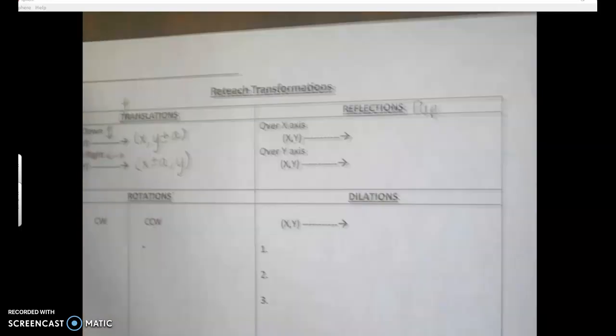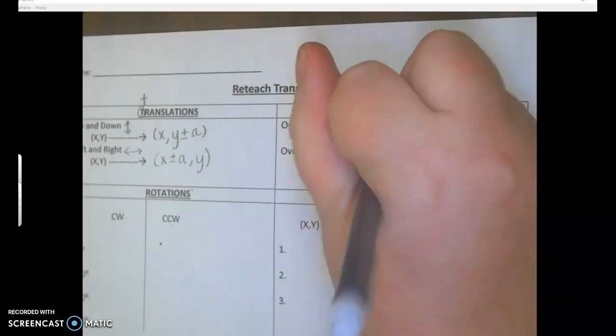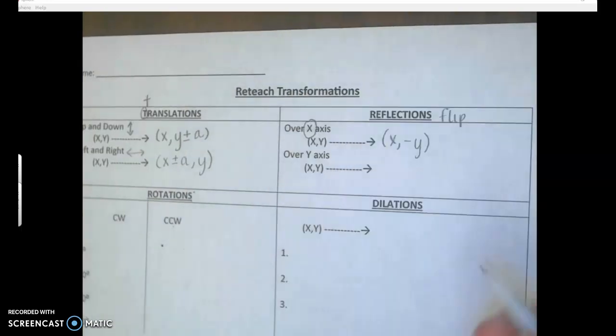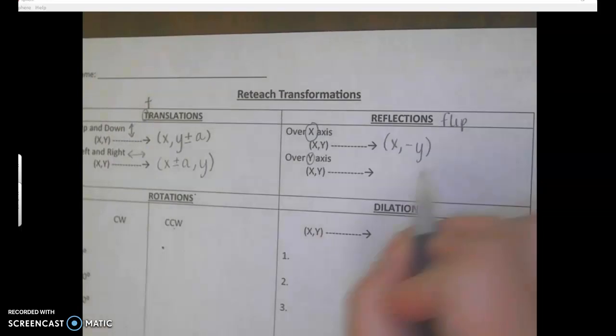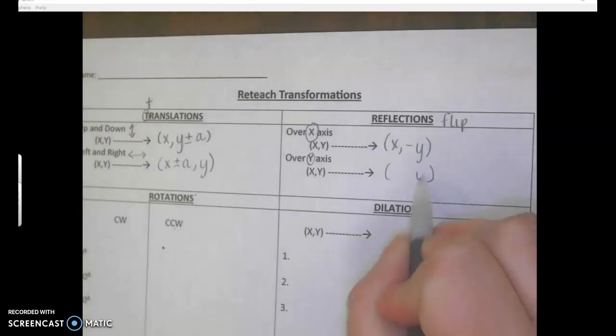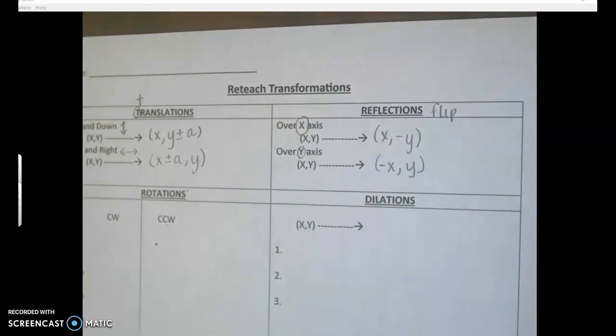Reflections are flips. All right, so we're going to be flipping one of our coordinates. My x gets to stay the same, and my y is going to flip to its opposite. And the reverse happens for my y. My y stays the same, and my x becomes its opposite.